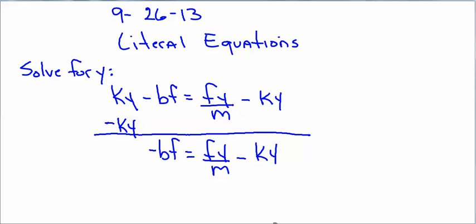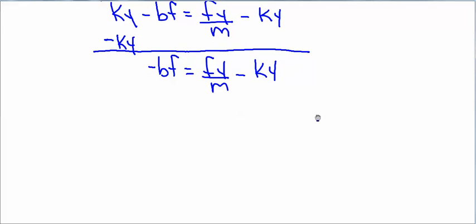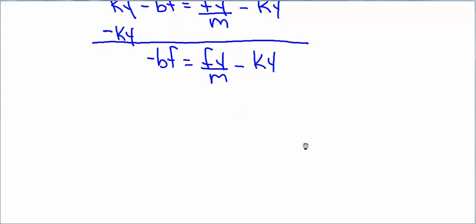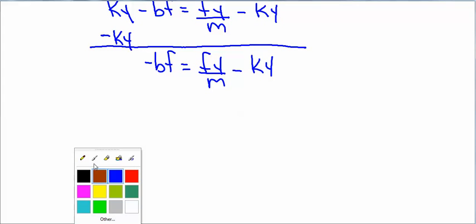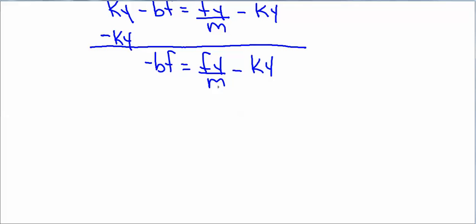Alright, let's get rid of the m. So in order to get rid of this m that's in the denominator, if you multiply the whole right side by m, you got to multiply the whole left side by m. So on the left hand side, m times negative bf is going to be negative, I'm going to put them in alphabetical order, b, f, m.